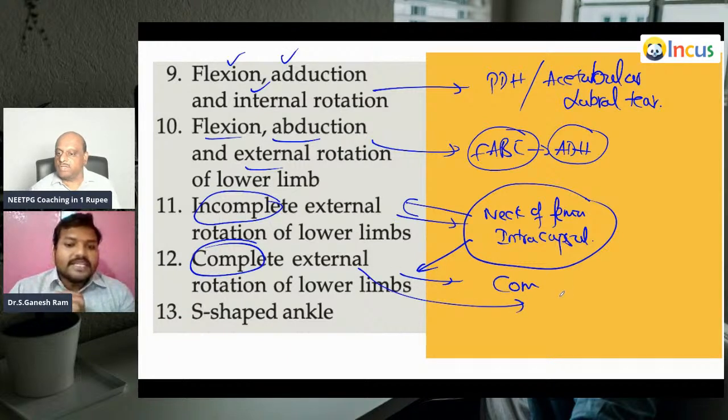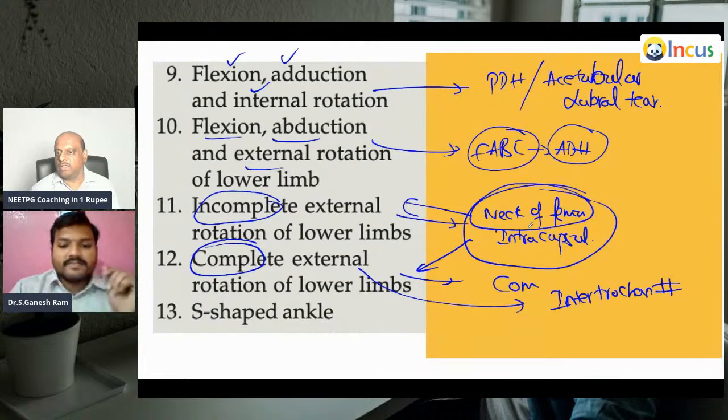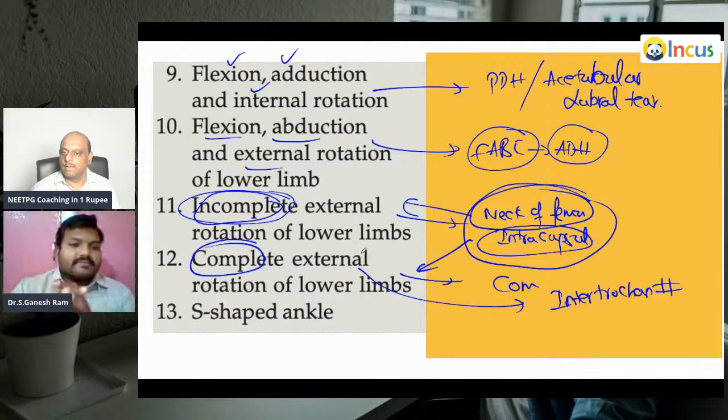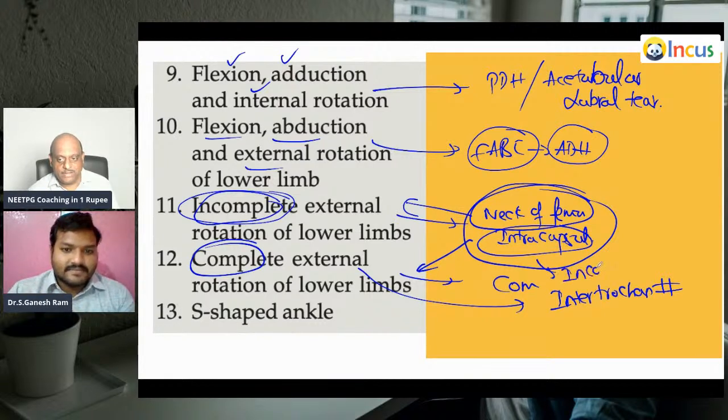Okay, complete external rotation. Yeah. Intertrochanteric and below. Yes, and neck of the femur intracapsular fracture will be incomplete external rotation, right, doctor? You can remember, sir: intracapsular, incomplete. Wonderful. Very good. Intracapsular is incomplete external rotation. So whatever is extracapsular will be a complete external rotation. That is the thing, sir.